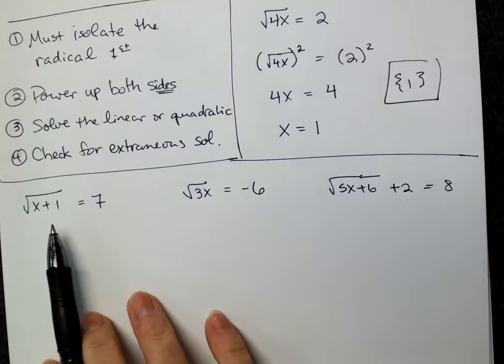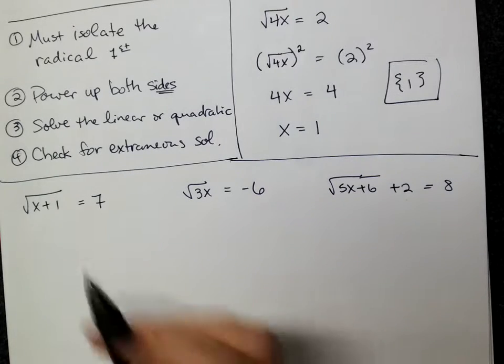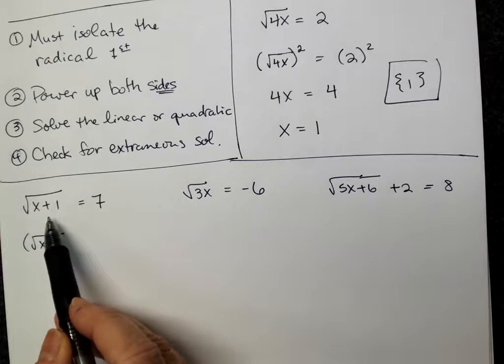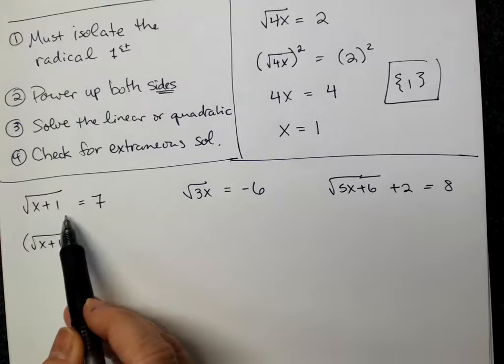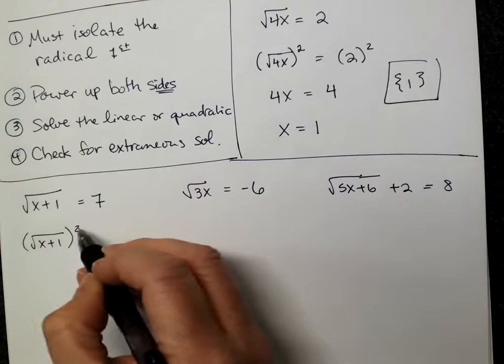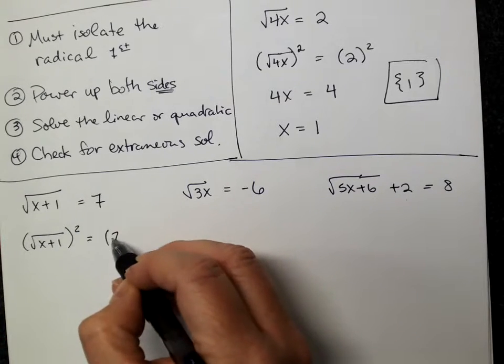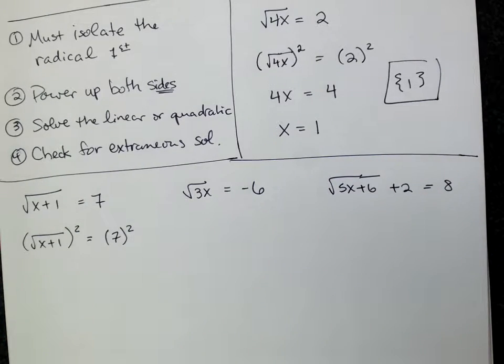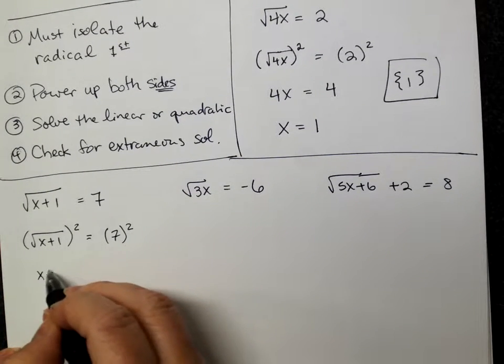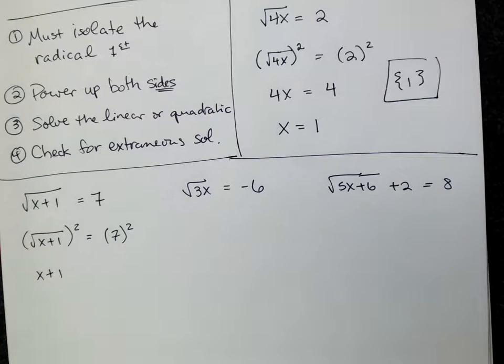Check that it is isolated. If so, power up both sides. It is isolated. There's a plus 1, but it's under the radical sign. So that's good. There's nothing outside the radical sign on the left. No coefficient and nothing added outside the radical. It's an index of 2, so we cancel that out with a square. That kills the radical, releasing the intact radicand. We're left with a basic linear. Solve for x.